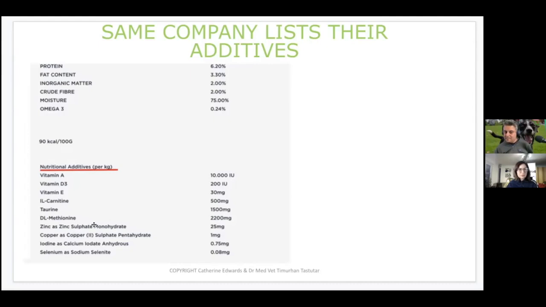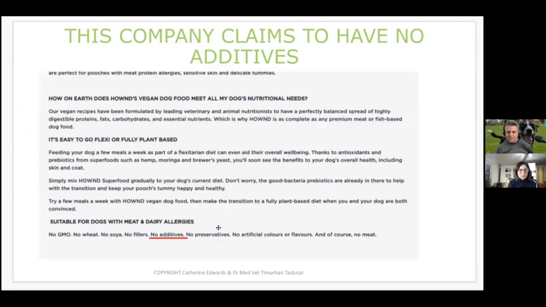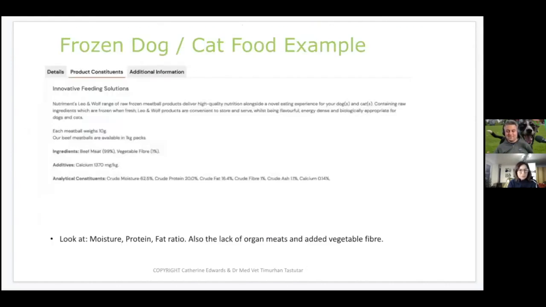then we have zinc sulfate monohydrate. This is not a good thing. Copper as copper sulfate, and as you can see, again, sodium selenide. This is really not good at all. But let's go back. No additives, same label. Terrible, isn't it? Absolutely terrible. Yeah, that's why we make this course, so you can really see through those tricks.